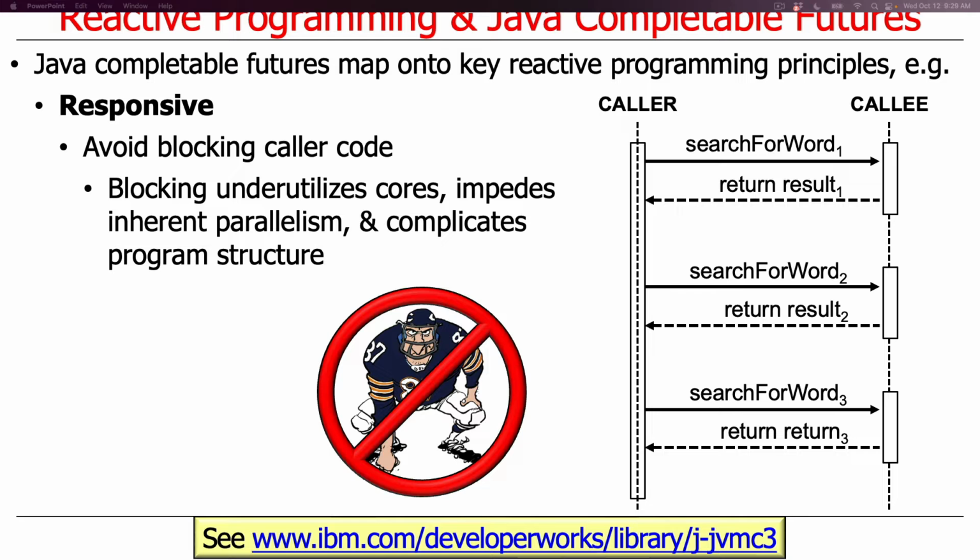As a general rule, having a lot of blocking in your code will underutilize the processor cores, thereby impeding the inherent parallelism in the system, which is more than just cores, because you can also do I/O in parallel to threads. And it might complicate the program structure if you have to go with a purely event-driven way of writing your software, which is just ugly.